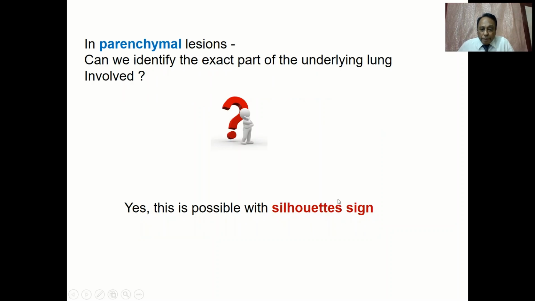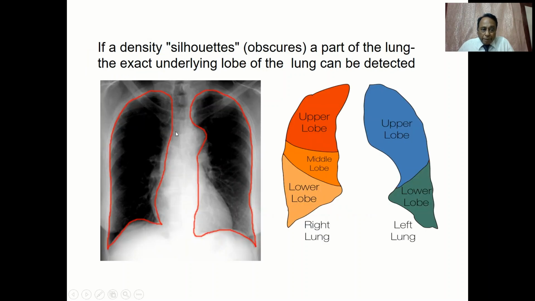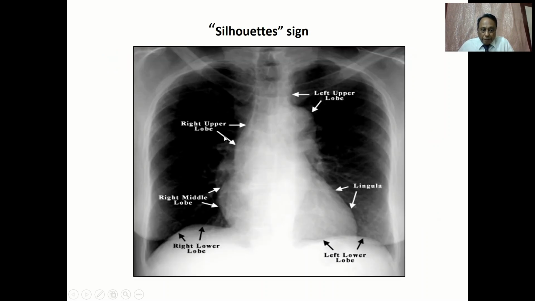So by the silhouette sign we can find out whether the pathology is happening in the middle lobe or the lower lobe. Sometimes the density may happen here, or here, or here. If a density silhouettes, meaning obscures, a part of the lung, then the exact underlying lobe can be detected by looking at where it silhouettes. For example, if it silhouettes here, it's the upper lobe. See, if the density silhouettes here, it is the right upper lobe. Here it means the left upper lobe.